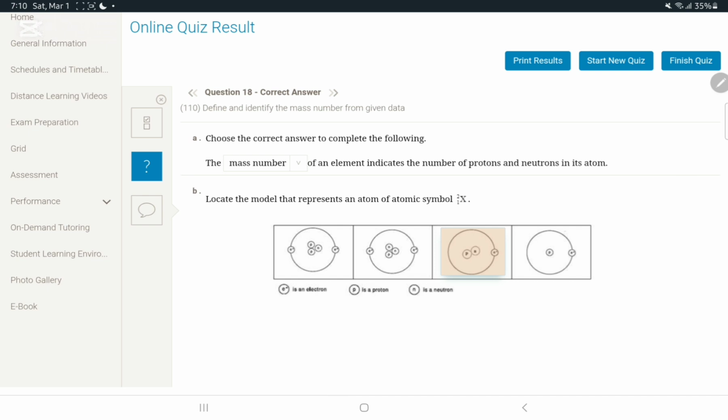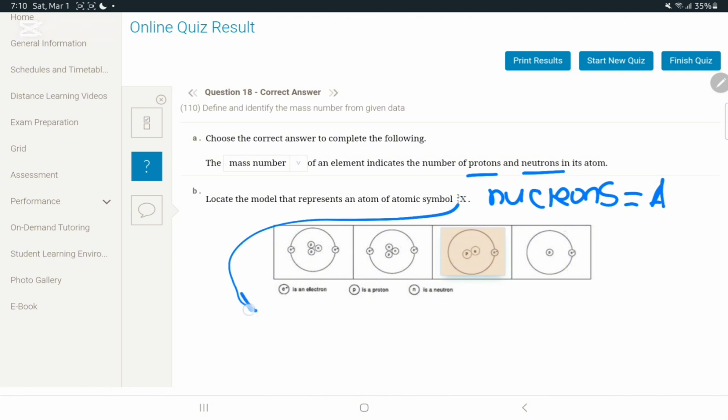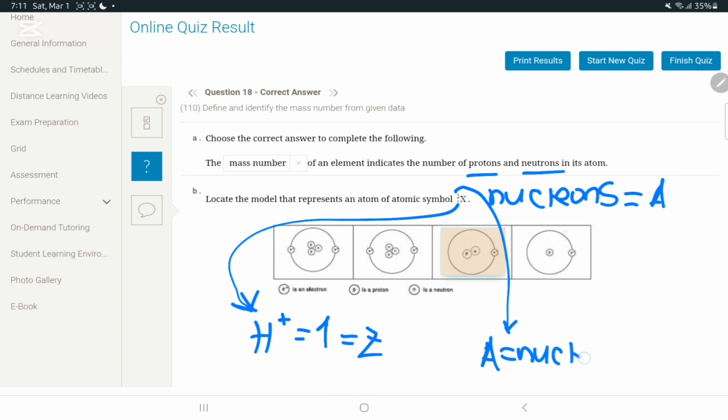Done with 2 protons. Mass number is protons and neutrons. What else is protons plus neutrons? Nucleons. Therefore, making nucleons the same as mass number, I mean. They want an atom with this atomic symbol. The number that's down is the atomic number, making the protons equal to 1. And the top number is the nucleons, or the mass number. Mass number is A, and here's Z. A, which is equal to the nucleons, is going to be equal to 2.